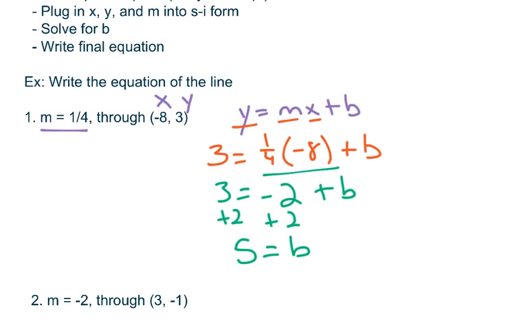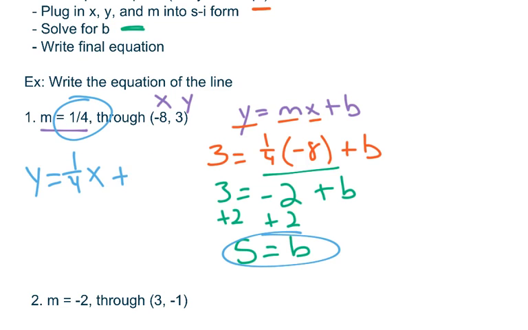So let's see, I did step 1 in red, step 2 was in green, step 3, write our final equation. And we'll do that in blue. Okay, so we're going to have y equals, we're going to start with, go back to the slope, 1/4 x, and then your y-intercept, +5. And that's your answer right there. Y equals 1/4 x plus 5.